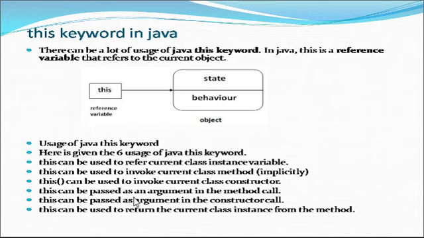This can be passed as an argument in the method call. This can be used as an argument in the constructor call. This can be used to return the class's instance from the method. And in the next slide we briefly introduce these with a Java program.